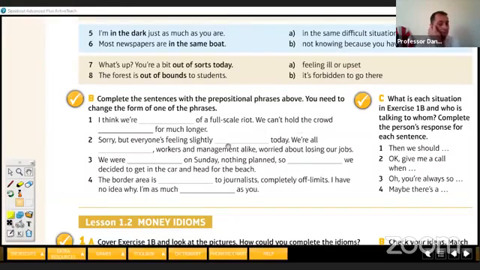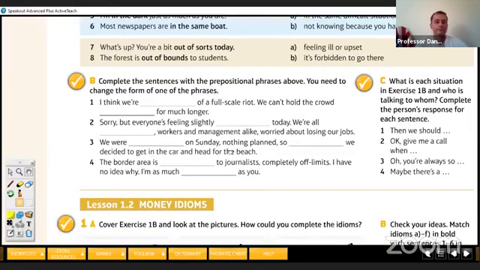Number three. We were at a loose end on Sunday, nothing planned, so we decided to get in the car and head for the beach.